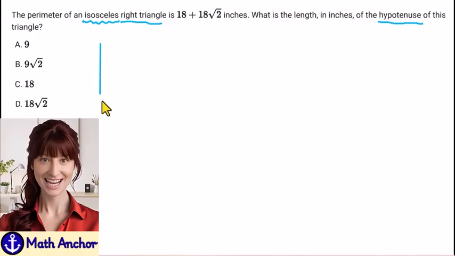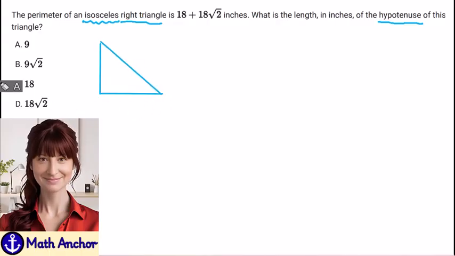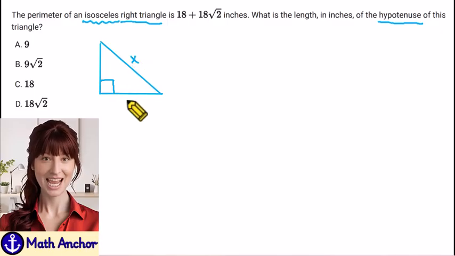So the two legs are congruent. And then we have the hypotenuse. This is our right angle. And we don't know the length of the hypotenuse, so let's call it x. And this triangle is isosceles.